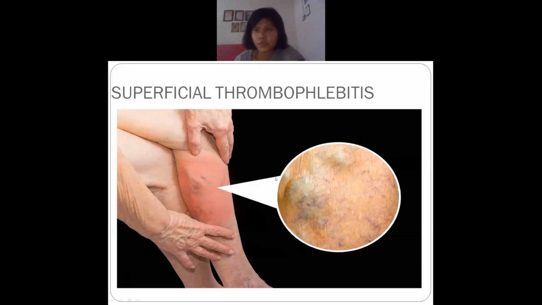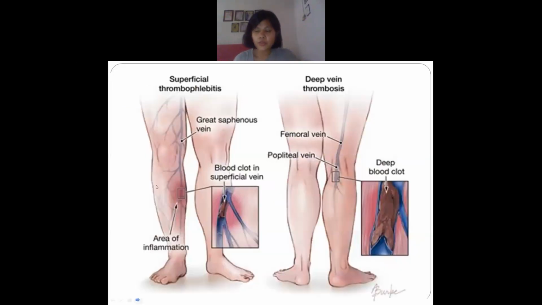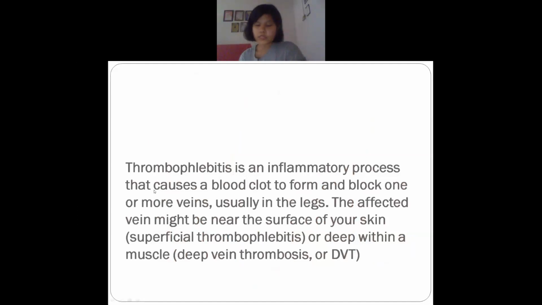Okay, so this is a picture of superficial thrombophlebitis. So, what usually occurs here? The blood clot usually occurs here in this superficial thrombophlebitis. Before starting with the superficial thrombophlebitis, what does thrombophlebitis mean? Thrombophlebitis is an inflammatory process. Understand? Inflammatory process means what? It means it gets heated, it gets hurt. Understand? So that's why inflammation occurs.